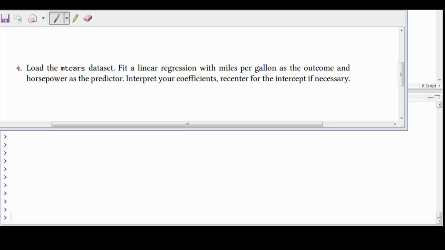This is question 4 of the Statistical Linear Regression chapter of the Regression Models book. The question says load the mtcars dataset. Fit a linear regression with miles per gallon as the outcome and horsepower as the predictor. Interpret your coefficients, recenter for the intercept if necessary.